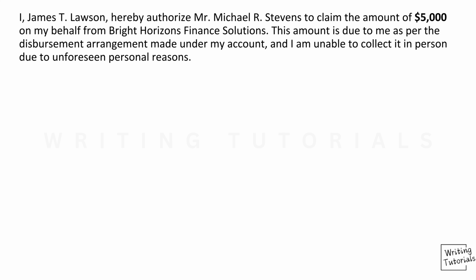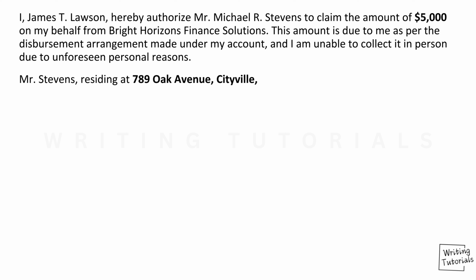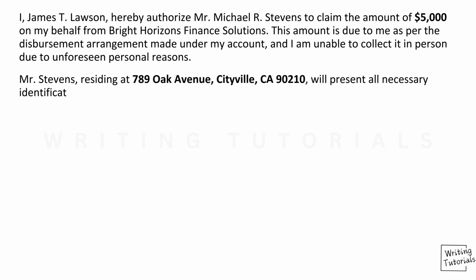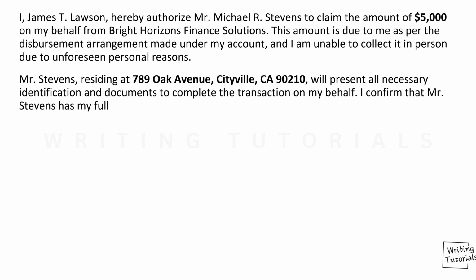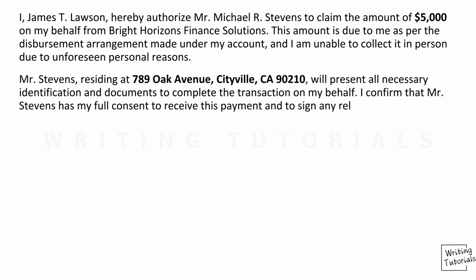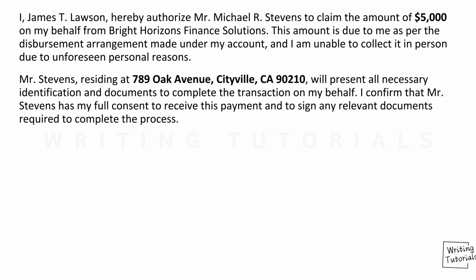Details of the authorized person. Next, you'll want to include some information about the person you're authorizing. In our example, we added the authorized person's name and address. Mr. Stevens, residing at 789 Oak Avenue, Cityville, California, 90210, will present all necessary identification and documents to complete the transaction on my behalf. Giving these details helps the company confirm who is coming to claim the money and makes it easier to match them with this authorization letter. If possible, include any other helpful identifiers, like a phone number or ID number, depending on the company's requirements.